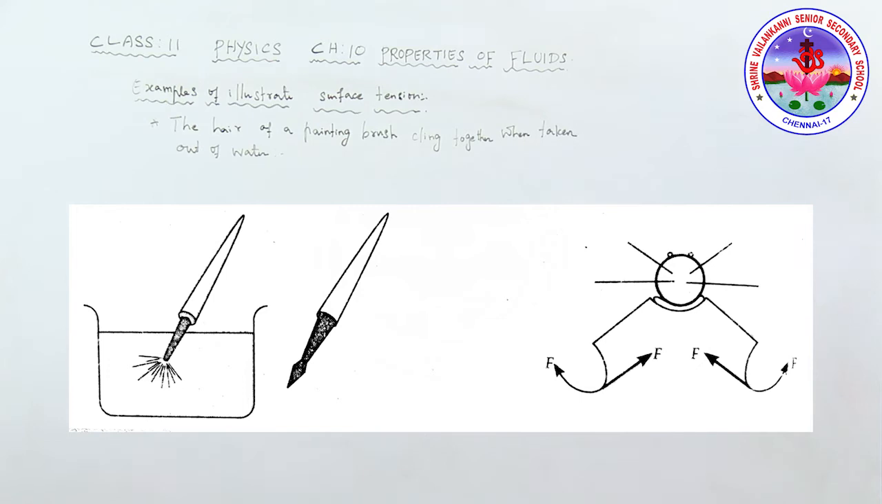And see the second diagram, a bug which is supported on the water surface by surface tension. As you see in the diagram, the bug bends its legs on the surface of the water such that the deformed surface gives rise to forces of surface tension which act tangential to the deformed surface. The weight of the bug is balanced by the upward components of these forces of surface tension.